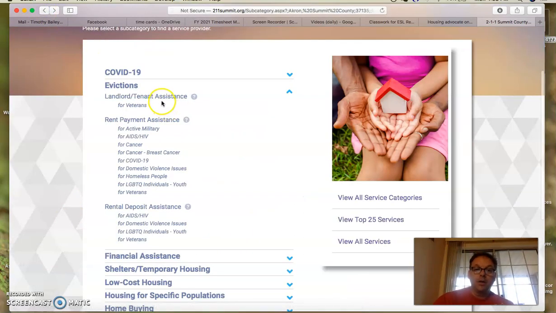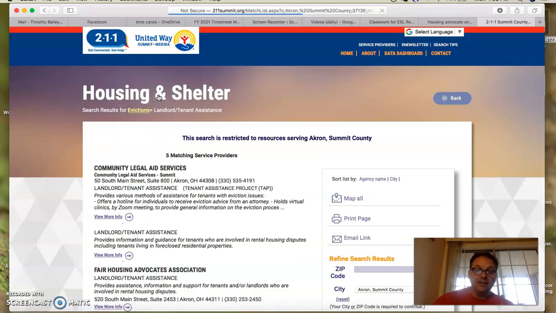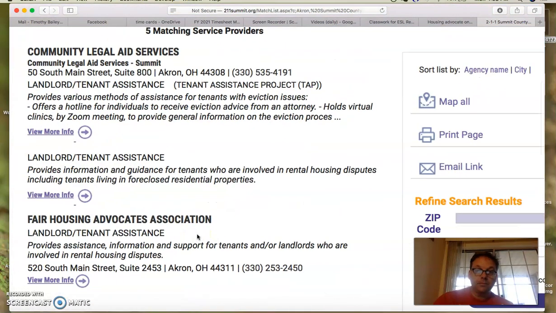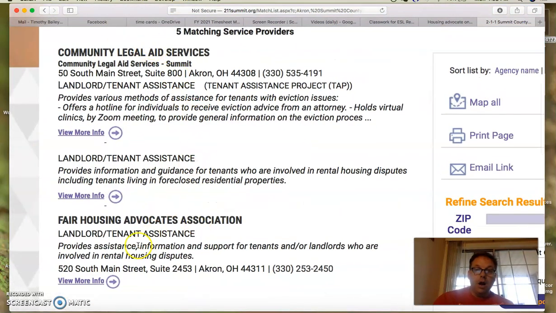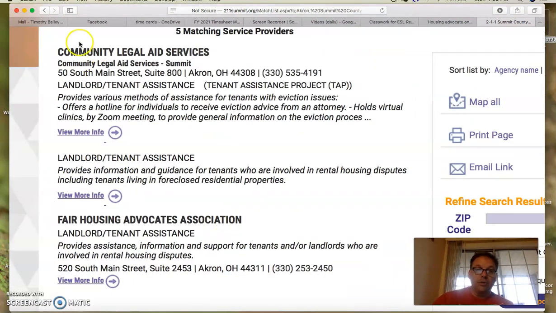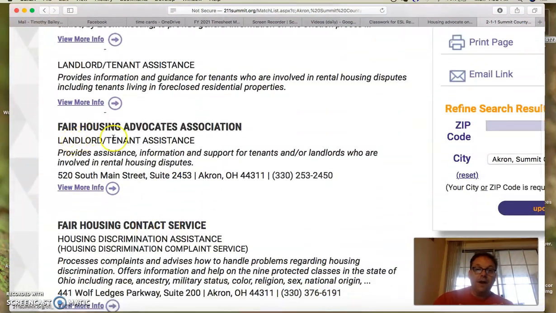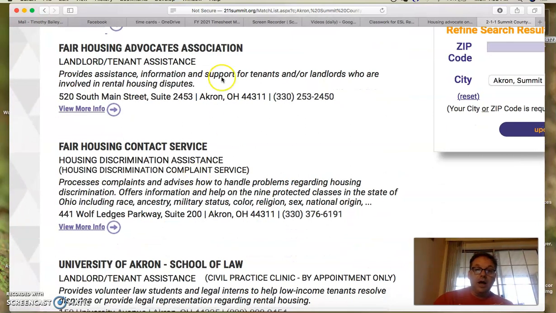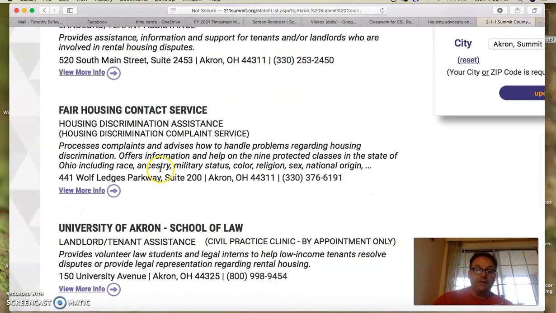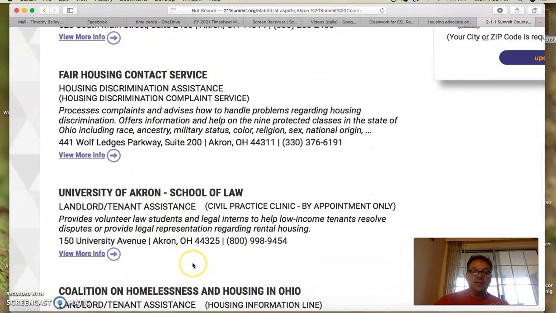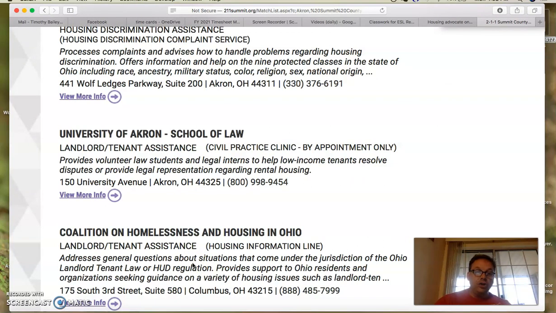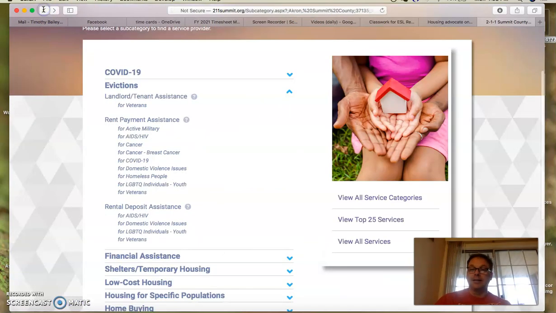Okay. Click on the first one, Landlord Tenant Assistance. And here are some organizations, so Community Legal Aid, Fair Housing Association, and then another Fair Housing. Okay. So all organizations helping with the issue of landlord assistance, tenant assistance, right, being evicted. Okay. And all of them can help you if you contact them.